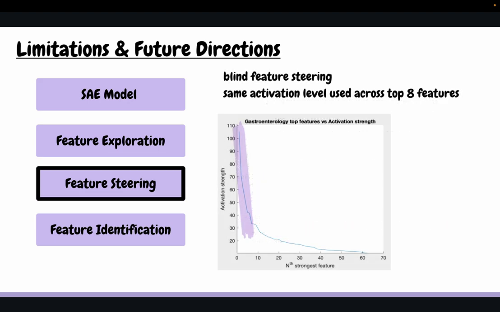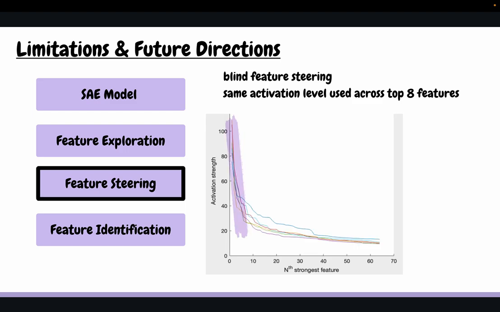We also had some limitations when it came to feature steering because we ironically had to take a really blunt approach due to time limitations. Firstly, this meant that we just picked the top 8 features, and for some specialties this worked quite well, but if we look at all of them, you can see that for others, even beyond the top 8, some actually have reasonably high activation. Even within the top 8, we can see that there's a lot of variance in activation levels that we didn't replicate when we were doing feature steering.